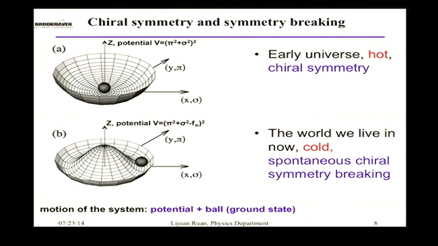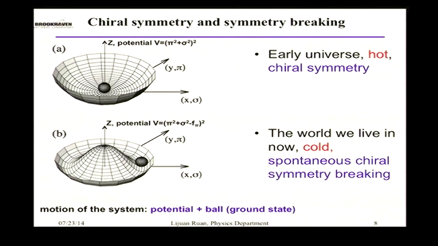So imagine if you now throw a ball in this Mexican hat, what will happen? It will choose its most comfortable or most stable place in this valley. And now, if you look at the ball plus the Mexican hat, you find there's no symmetry. The symmetry is broken. So this is a spontaneous chiral symmetry breaking.